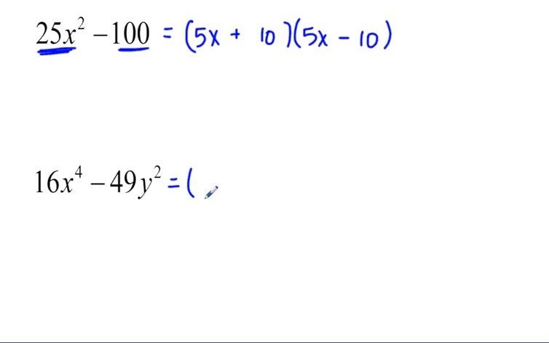In my last problem, 16x to the fourth minus 49y squared. We'll take the square root of 16x to the fourth, which is 4x to the second, and then we'll take the square root of 49y squared, which is a 7y, with a plus and minus sign in the middle. So my solution is 4x squared plus 7y times 4x squared minus 7y.